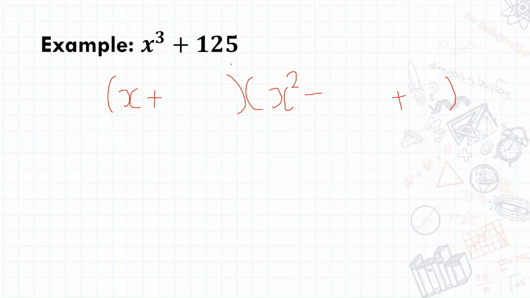Right, so the cube root of 125 is just 5, and you can find that quickly on your calculator. And we square that to give us 25, and then we multiply the x in the middle to get 5x. And voila, that's it. That's all you have to do.